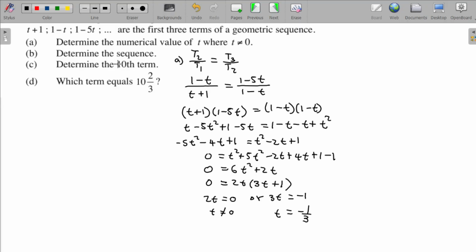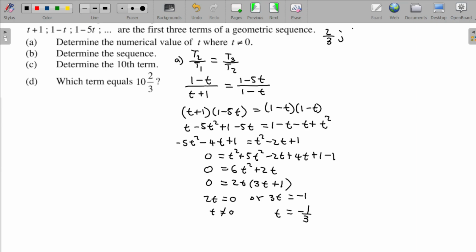Now let's determine the sequence. Obviously, we're not going to take this one. We're going to take this one. So we're going to substitute it here and see what sequence we have. Now, if it's -1/3 and then plus 1, we're going to have 2/3 as the first term. Then the second term, 1 minus 1 into -1/3.